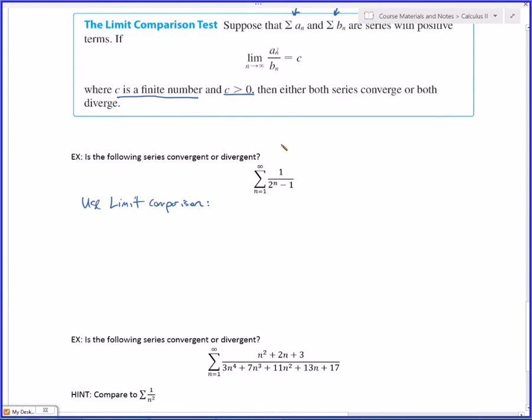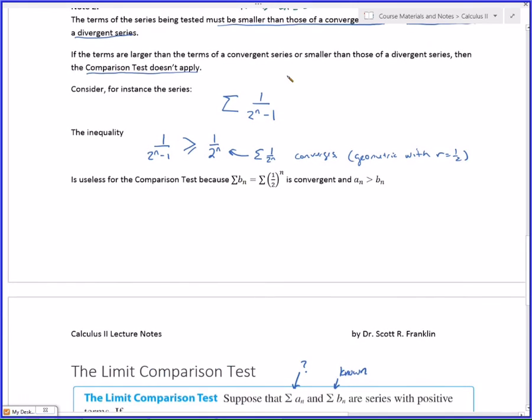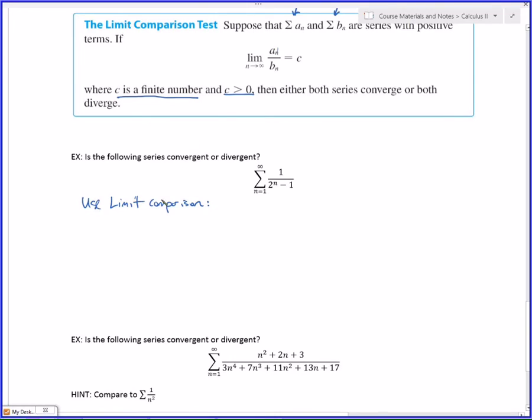Yeah, what other series do you know, or can you figure out what it does? Would this one be most like 1 over 2 to the n? Right? I mean, that's what we were talking about doing up here, but we couldn't bound it above by 1 over 2 to the n, so it didn't help. But why don't we compare it to 1 over 2 to the n?